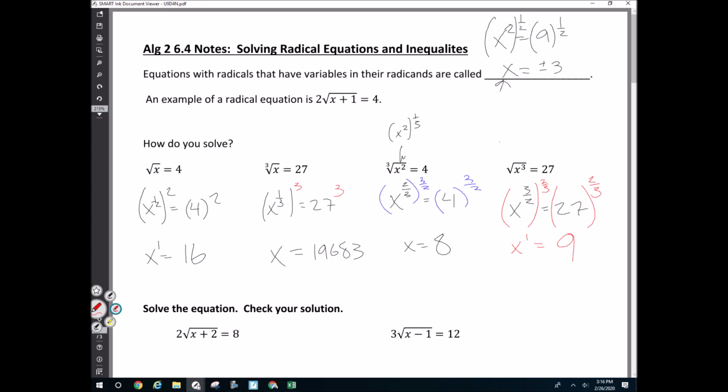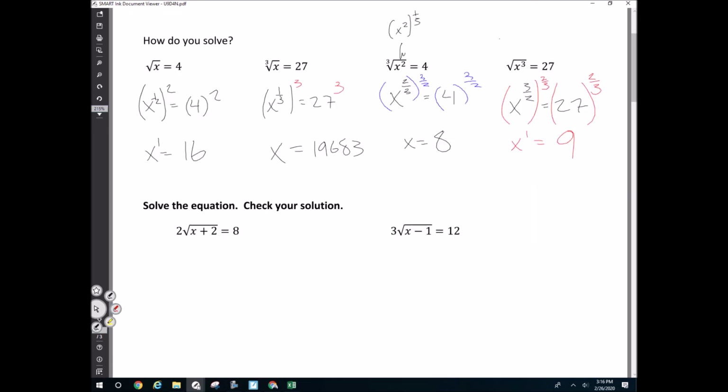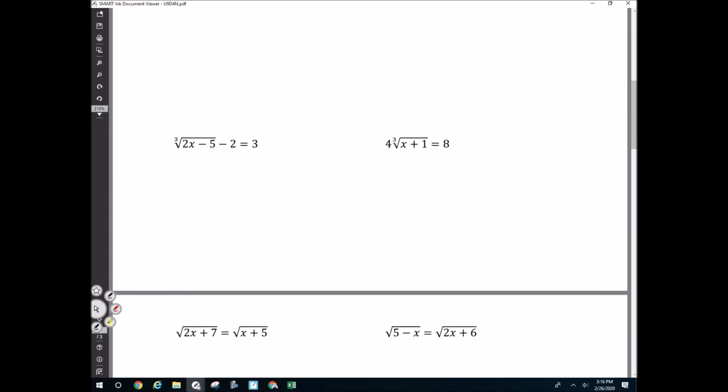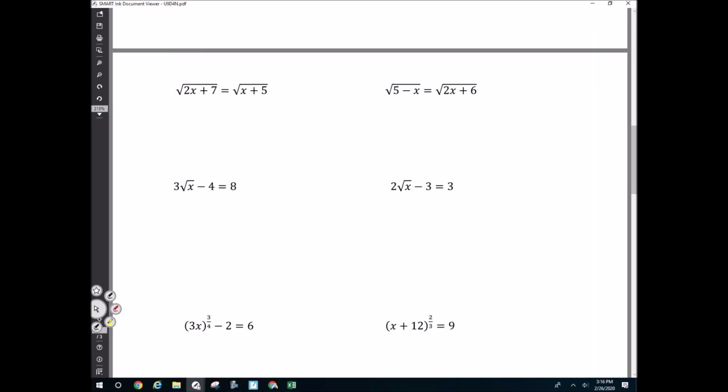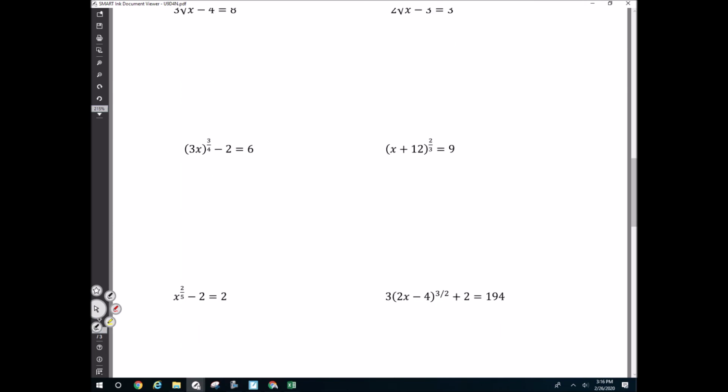Okay, so here's the key. Let's go to this page here. I got x plus 12 to the 2/3 equals 9. Whenever you want to get rid of a power, we will take both sides to the reciprocal power. Okay? What do you mean reciprocal?